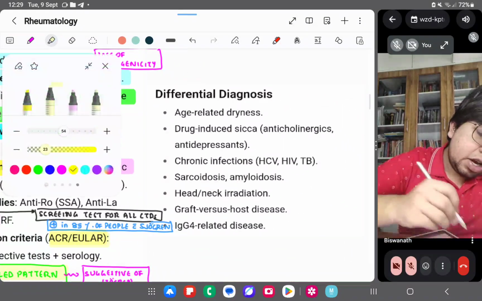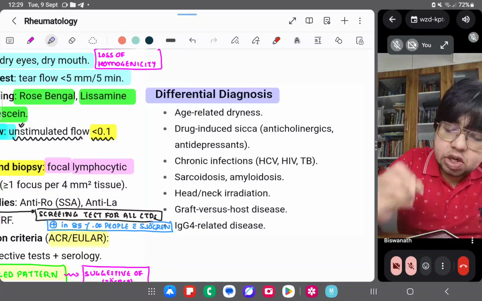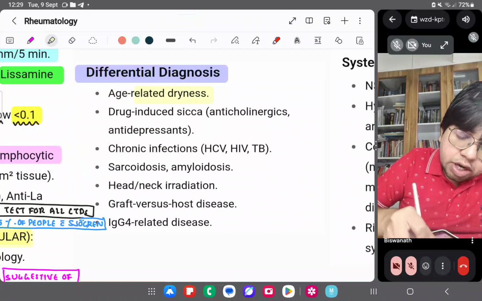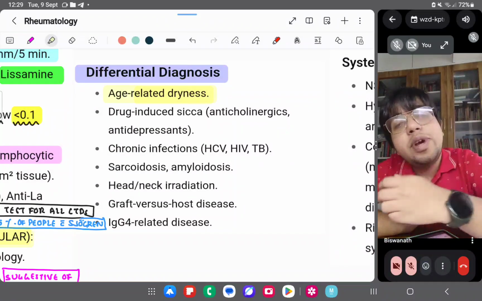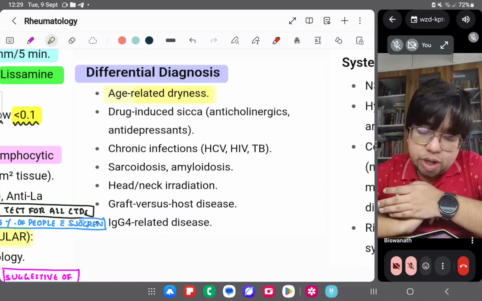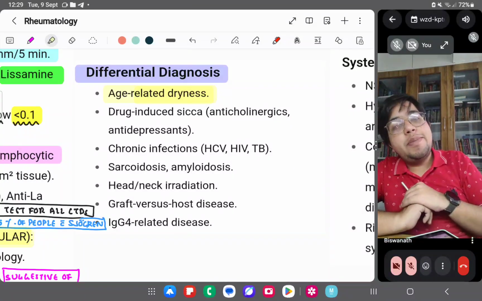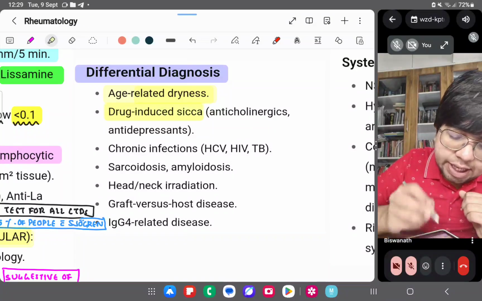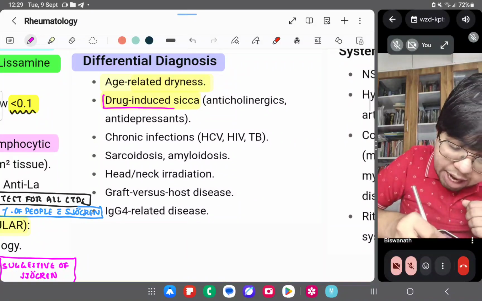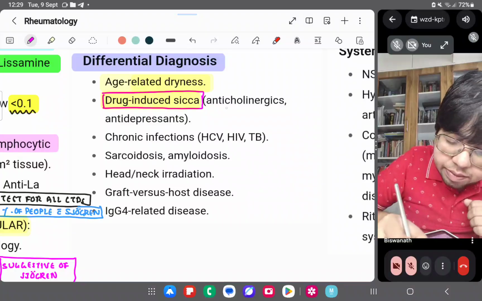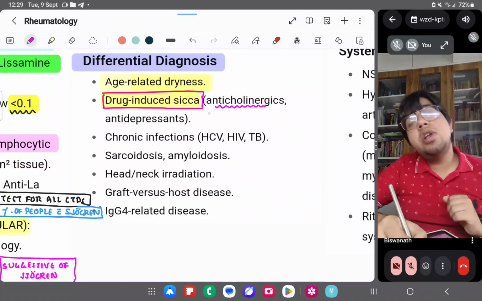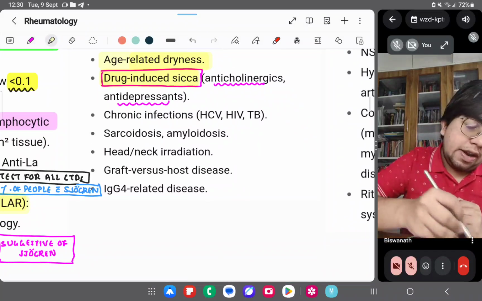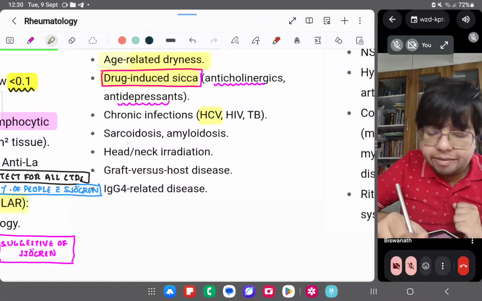the differential diagnosis. What are the differential diagnoses you get in Sjogren? Age related dryness. As you get old, the body secretions decrease according to age also. So we have to differentiate age related dryness from Sjogren related dryness. Drug induced sicca. We have something called drug induced sicca, some anticholinergic drugs. You know about anticholinergics, they decrease the secretions, right? Antidepressants too. Chronic infection, I told you, HCV, HIV and TB kind of relation.